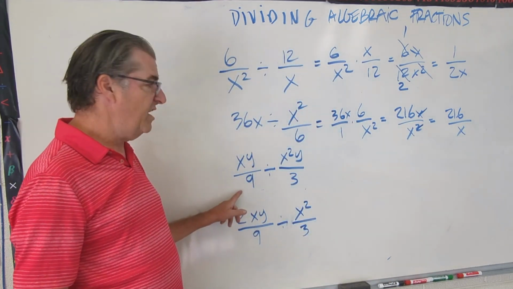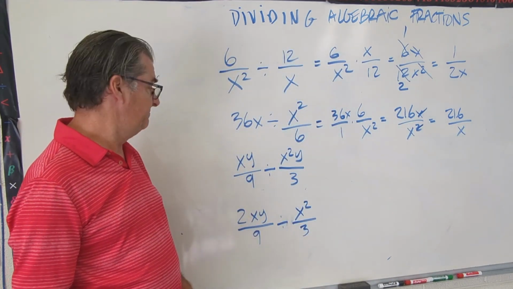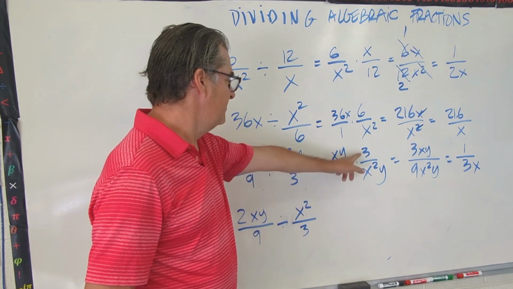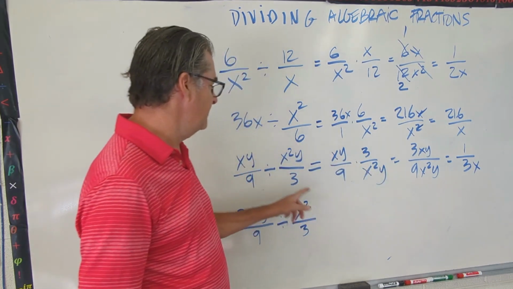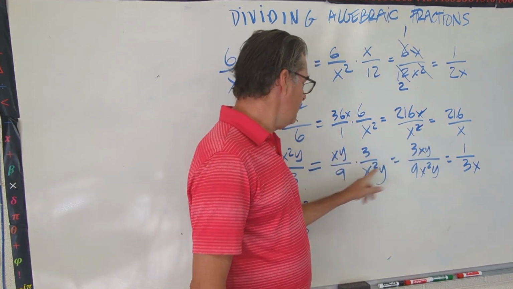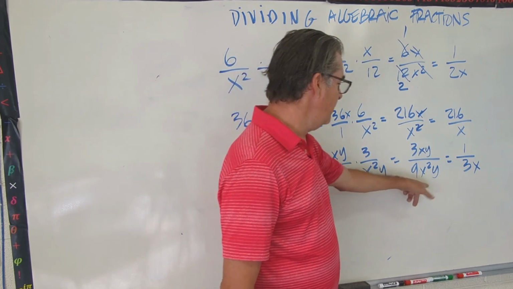Okay, let's try this one. Get a little more complex. Okay, let's see how you did. Flip my second fraction and multiply. So now I have 3 over x squared y on the second term. Cross multiply. 3 times xy is 3xy. 9 times x squared y is 9x squared y.